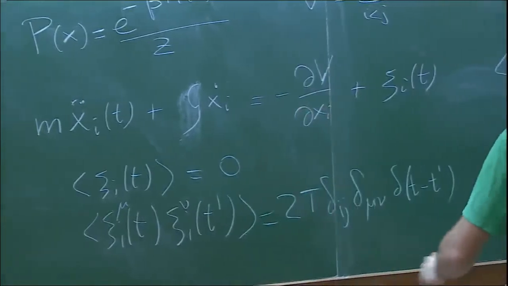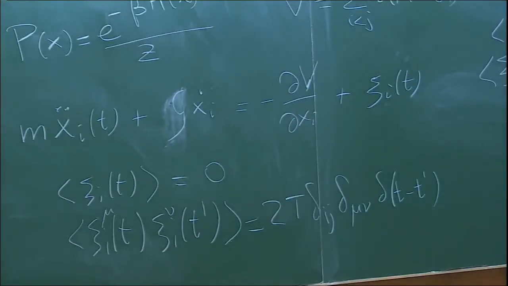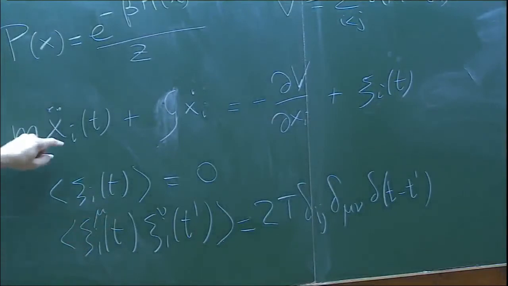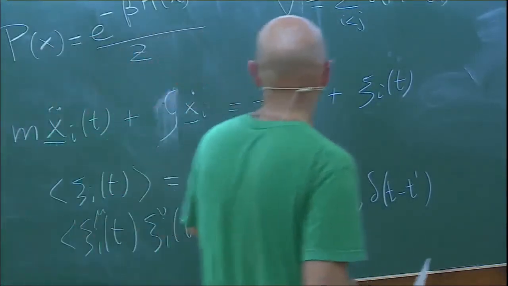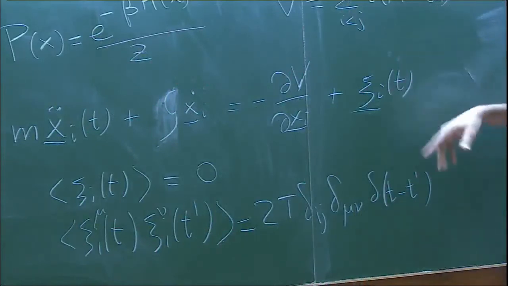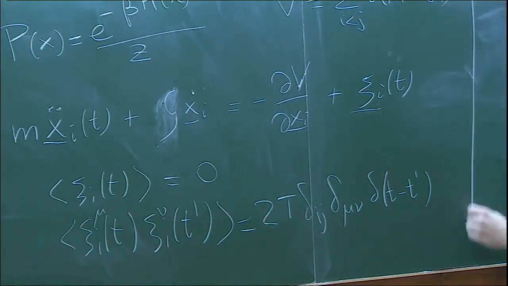In the dimensions, i is the index of the particle, and mu is the index of the spatial coordinate. So all these are vectors. And the coordinates of this noise are delta correlated in space. Okay, so this is the problem I would like to solve.